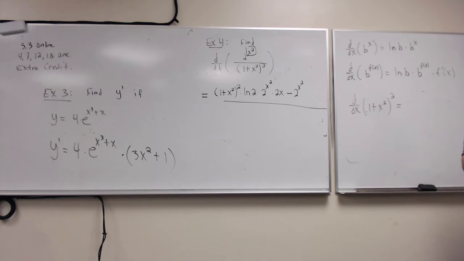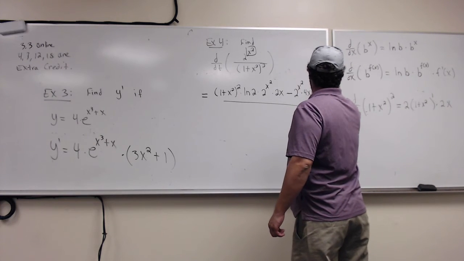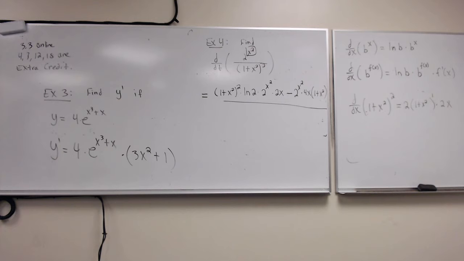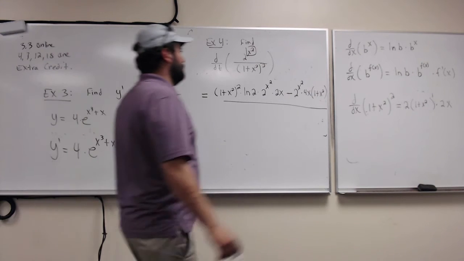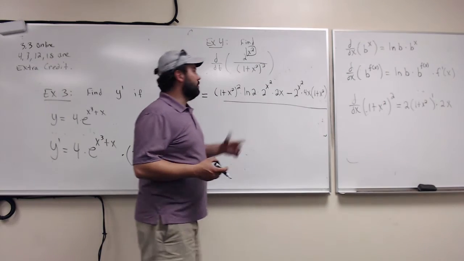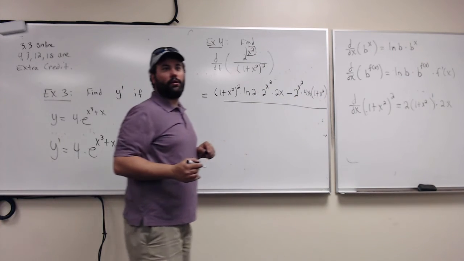So the 2 comes out front. The inside stays the same. The power gets reduced to a 1, and then you have to remember to multiply by the derivative of the inside, which will just be 2x. So here you get times 4x, and then in parentheses a 1 plus x squared. And you have to put the other term in parentheses too? Where the minus sign is? Like right after the minus sign? Nope, I can leave it just like this. There's no addition anywhere. These are all just multiplications, so I don't need parentheses. Okay.